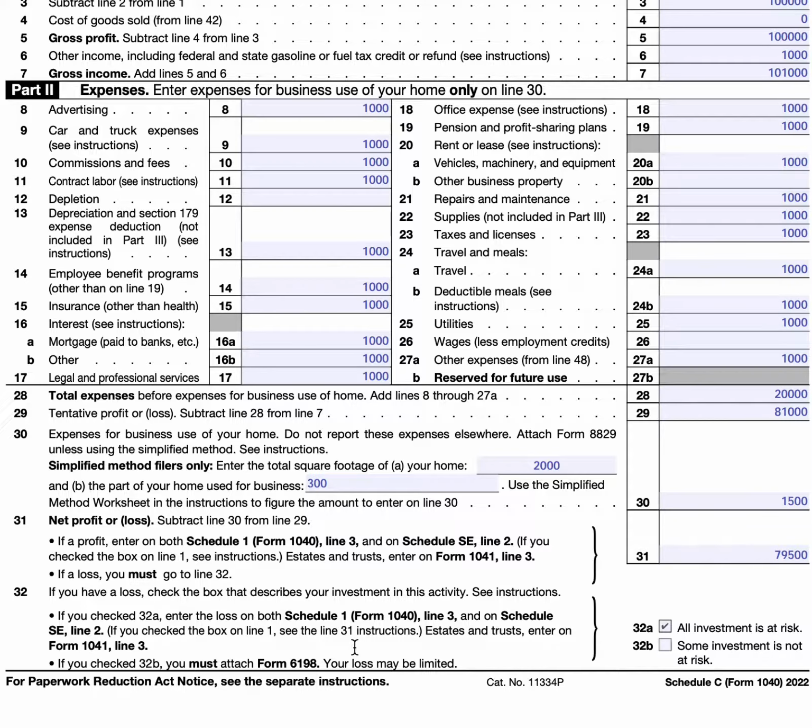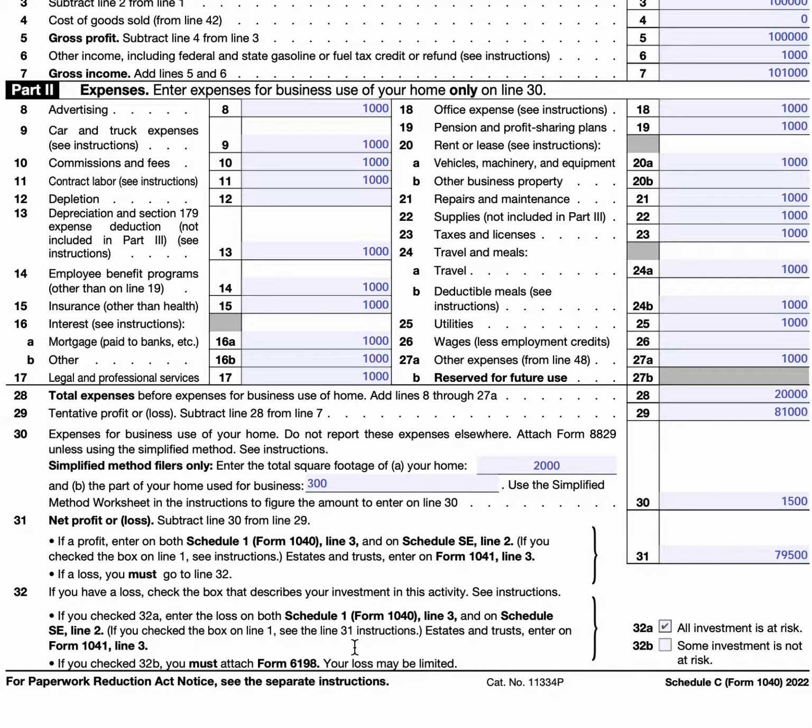This kind of walks you through at-risk rules to determine how much of your loss you can take on your tax return. If all of your investment is at risk, meaning that there's none of your investment that's guaranteed against loss, there's not any kind of a provision in any contracts that you hold that make you whole if your business goes down the tubes, then you're considered to be at risk for the entire investment.